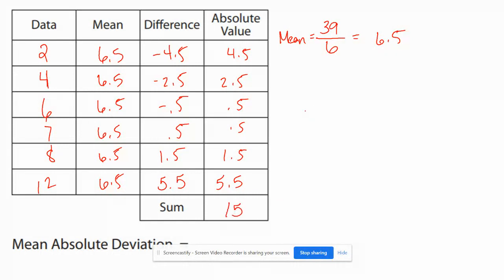Okay. And the mean absolute deviation, or MAD, would just be 15 divided by 6, which would give me 2.4. So my mean absolute deviation is 2.4 for this one. And you can go back and make sure you added all these up and got 15. Check your work, okay? And make sure you understand how to do the absolute value. Understand that it is the distance away from 0. So negative 4.5 is 4.5 away from 0.